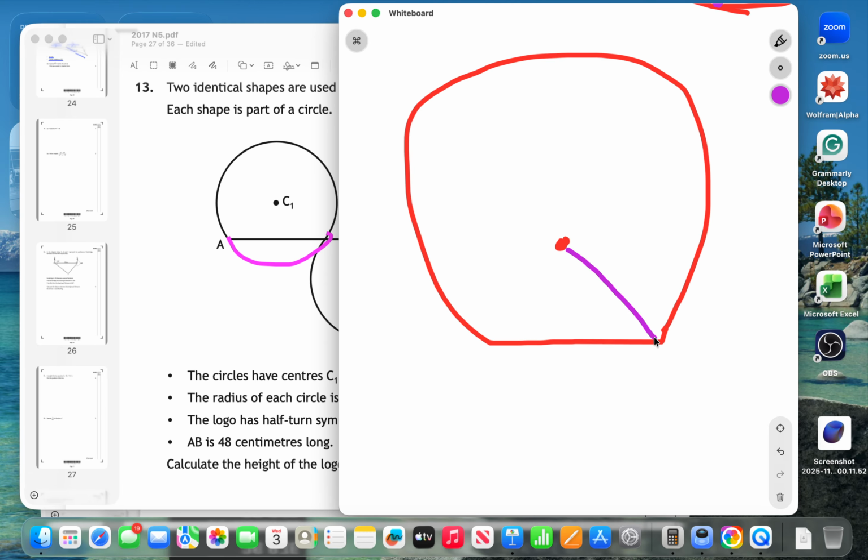Again we have 14, and this to this is 24. So half of that chord is going to be 12. Half of this is 12.